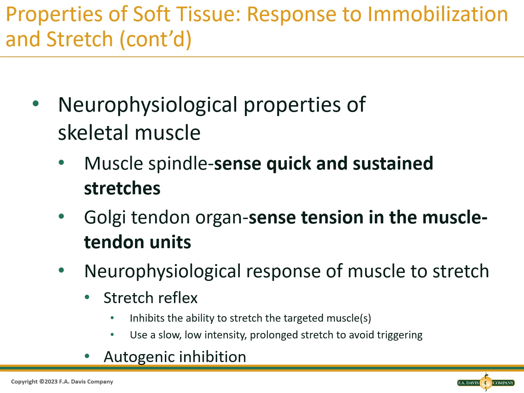And then we also look at autogenic inhibition, and that comes more from our Golgi tendon organs that are able to sense tension in the muscle and promote relaxation within the muscle to allow for more of a stretch.